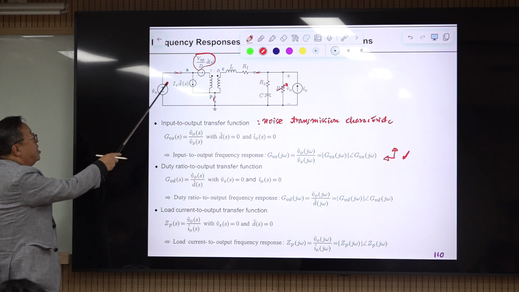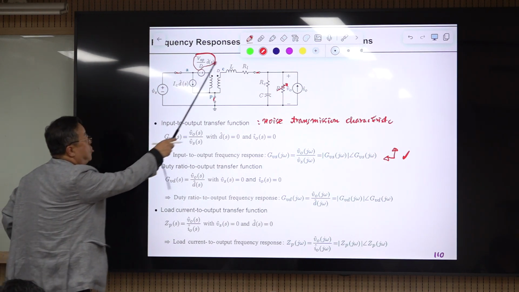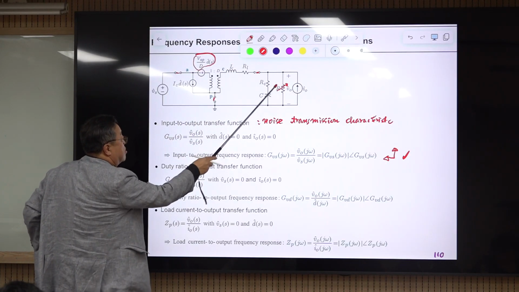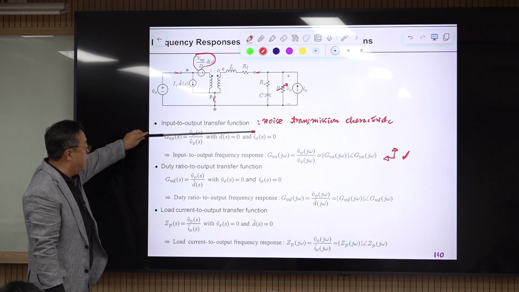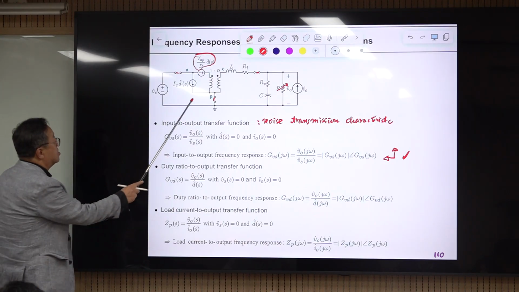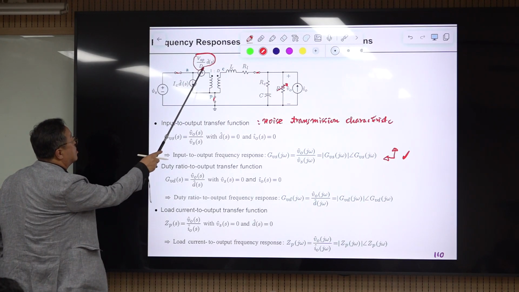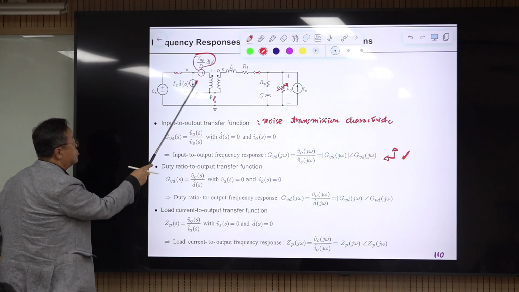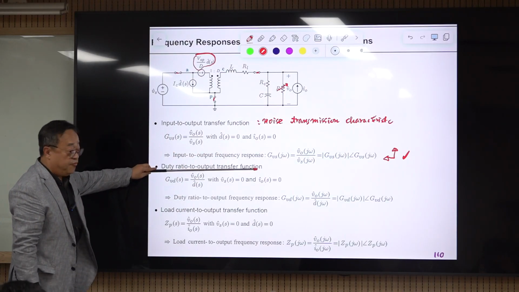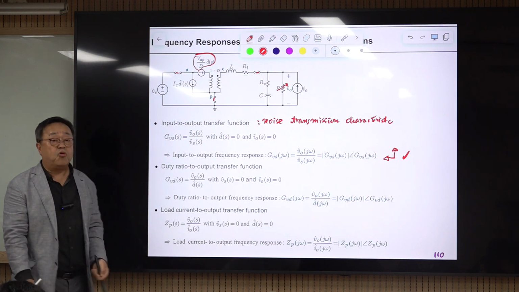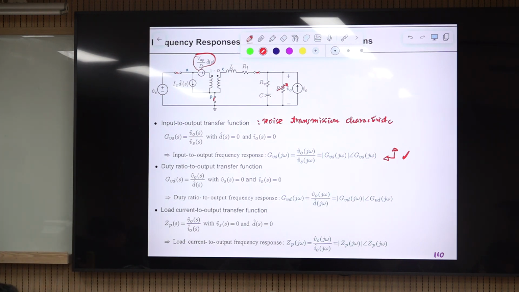If the AC noise coming into this buck converter will be attenuated by this power stage, the magnitude of the ripple will be reduced. So this represents the noise transmission characteristics of the converter. And the other transfer function is this one, D. D controls this dependent voltage source and dependent current source. The transfer function from these two things to there is the duty ratio to output transfer function. This is very important. Your control will be designed based on these characteristics. So this forms the fundamentals to design the control circuit of your converter.